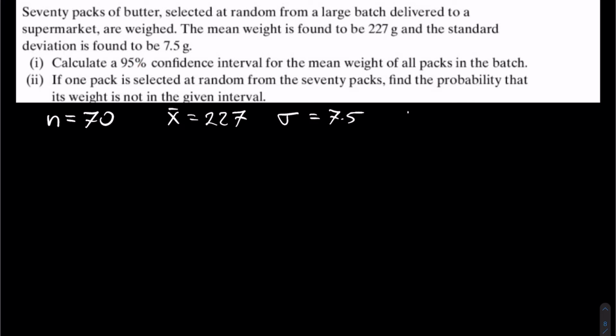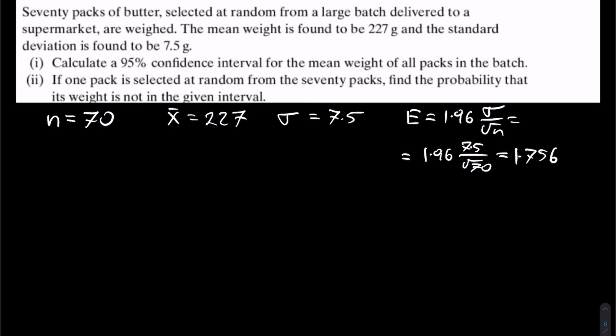So first I'm going to find my margin of error, 1.96 sigma divided by root n. So in this case, this is going to be 1.96 times 7.5 divided by root of 70. So when I calculate that, this is 1.756.